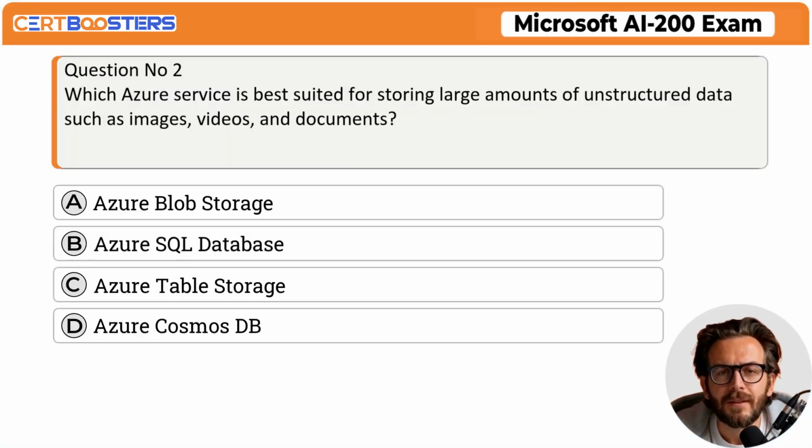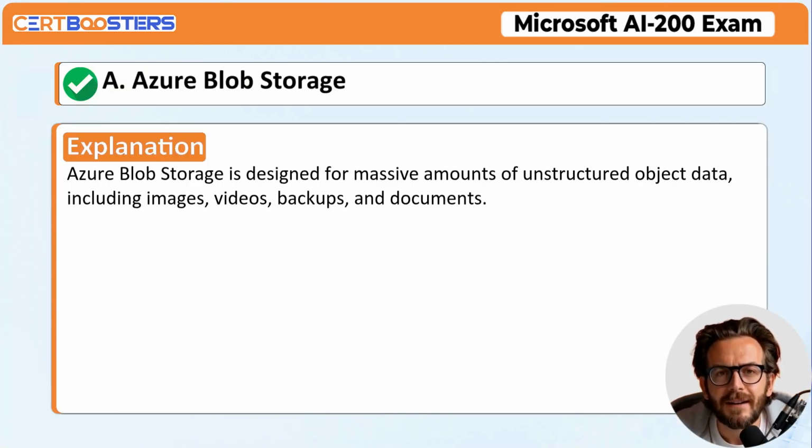Question number 2. Which Azure service is best suited for storing large amounts of unstructured data such as images, videos, and documents? A. Azure Blob Storage. B. Azure SQL Database. C. Azure Table Storage. D. Azure Cosmos DB. Correct answer: A. Azure Blob Storage. Explanation: Azure Blob Storage is designed for massive amounts of unstructured object data, including images, videos, backups, and documents.